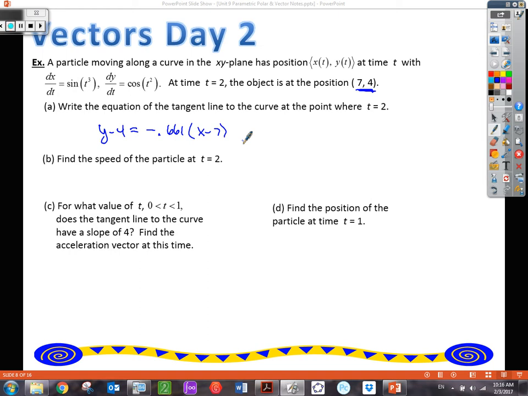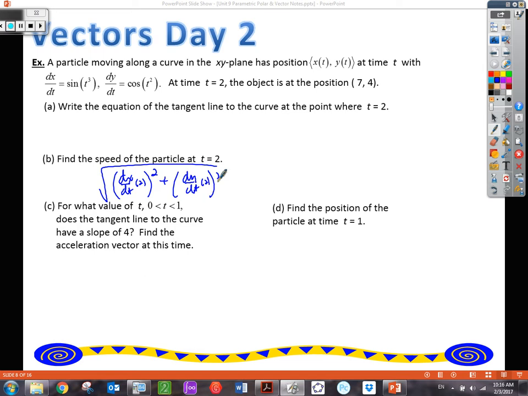It wants us to find the speed of the particle at t equals 2. All right. So I have to show the formula for speed. You have to show the formula for speed, or you can't just write the answer. So we're going to show the formula for speed. We know the formula for speed is the square root of the dx dt squared plus dy dt squared. So I'm going to write dx dt at 2 squared plus dy dt at 2 squared.